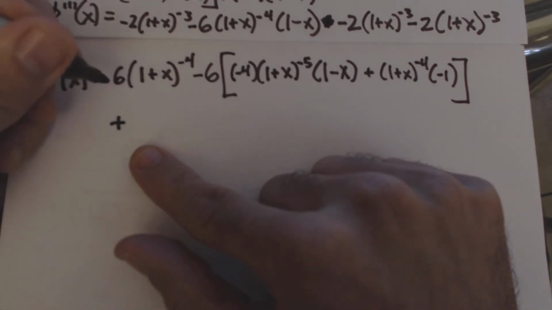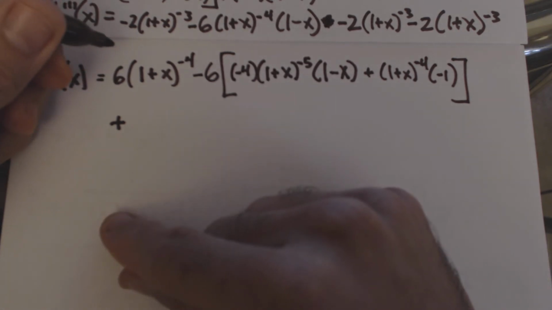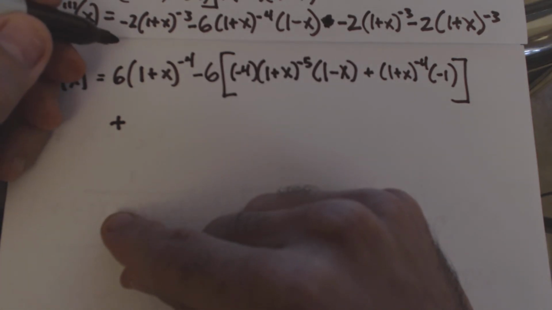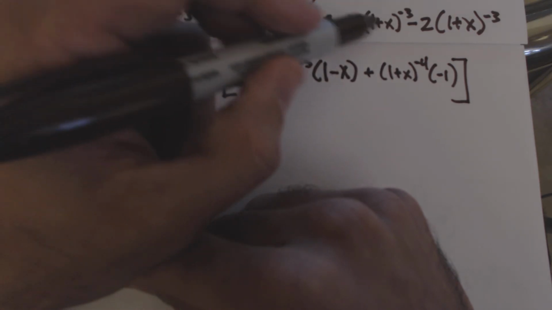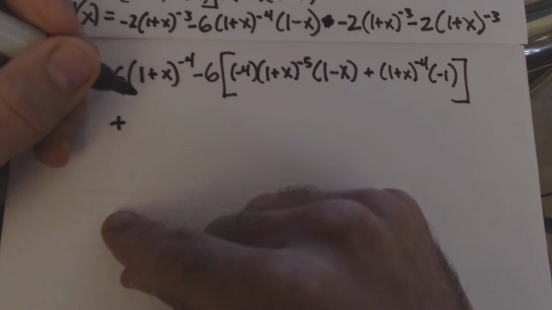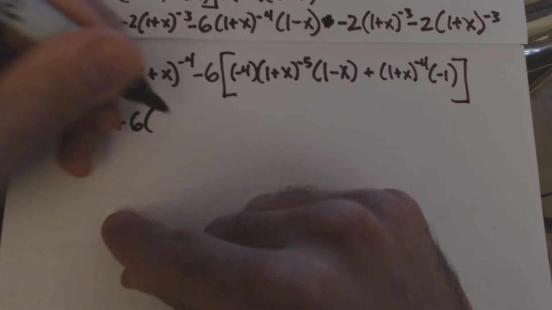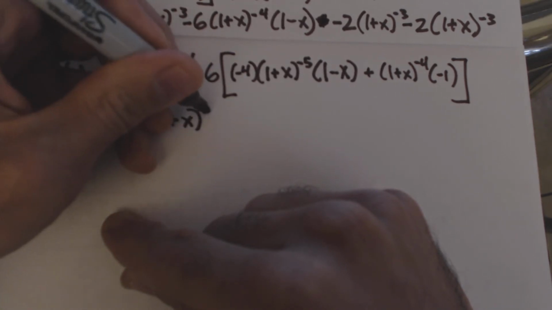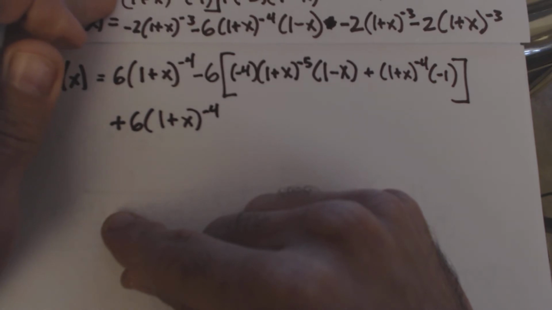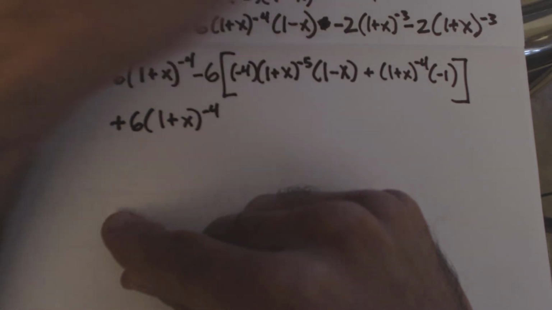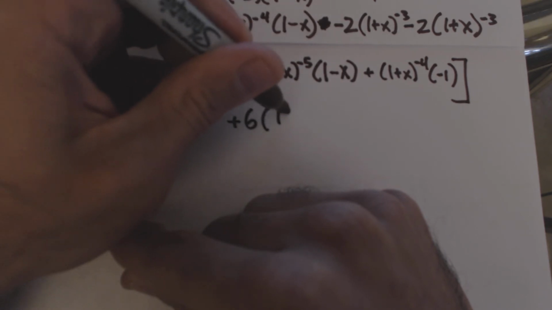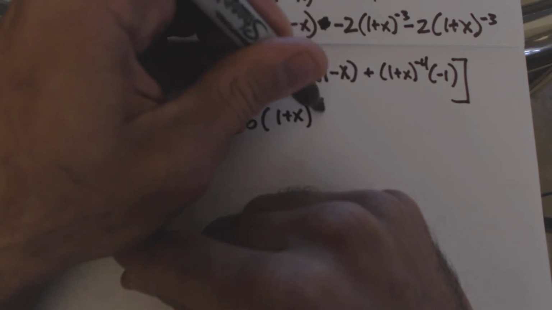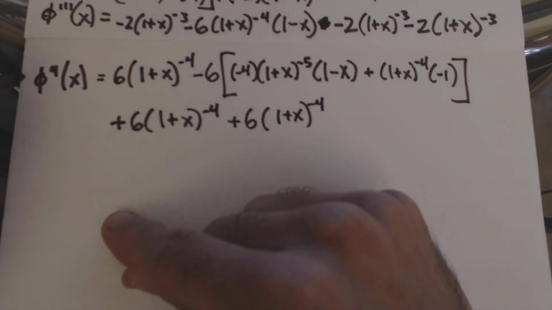I'm going to move on to the next line here, plus. So we took the derivative of this term. Okay, now we're going to take the derivative of this term here. So that's going to be negative 2 times negative 3, which is 6 times 1 plus x raised to the negative 4th power. And then finally, the last term is also plus 6 times 1 plus x raised to the negative 4th power. Okay, so now we're going to evaluate this function at the value x equals 0.